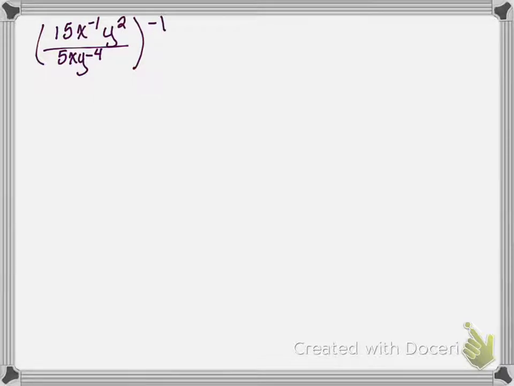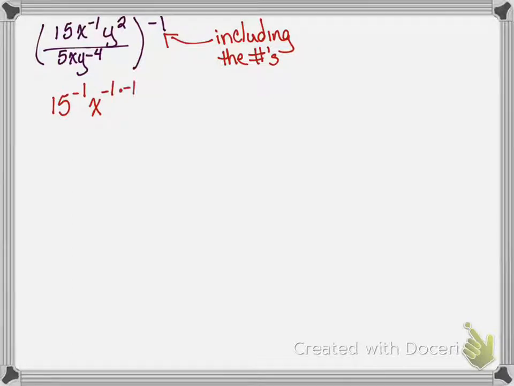So what I'm going to do first is I am going to give that negative 1 to everything, including the numbers. Okay? I am giving that negative 1 to the 15 and the 5. And that's weird for students. So I'm going to have 15 to the negative 1. Then I am going to have x to the negative 1 times negative 1. Then I'm going to have y to the 2 times negative 1.